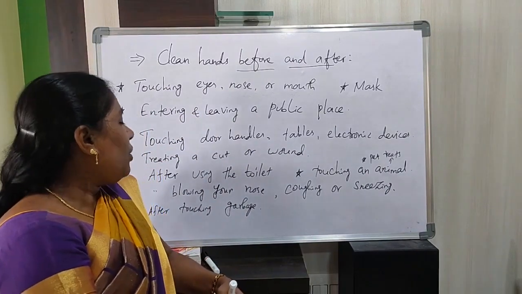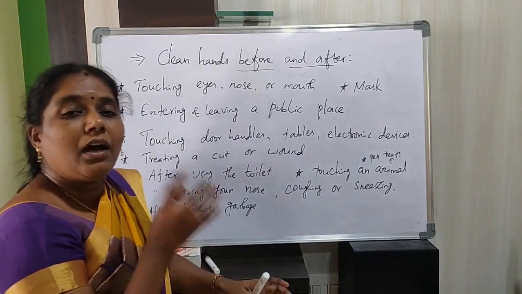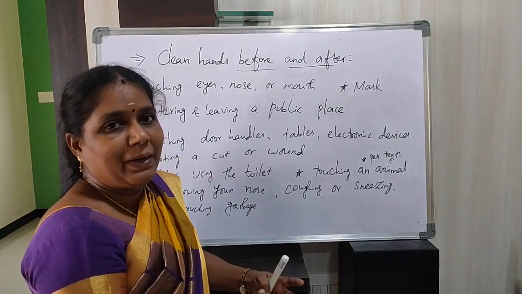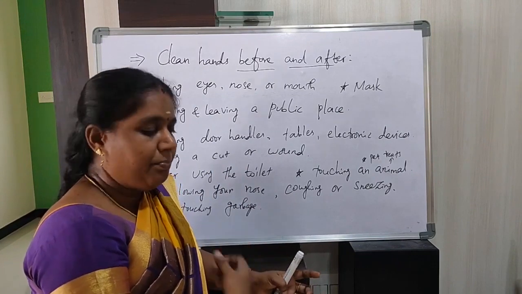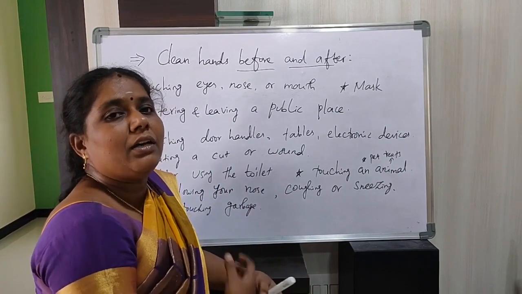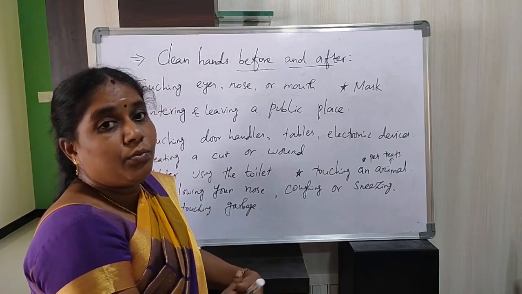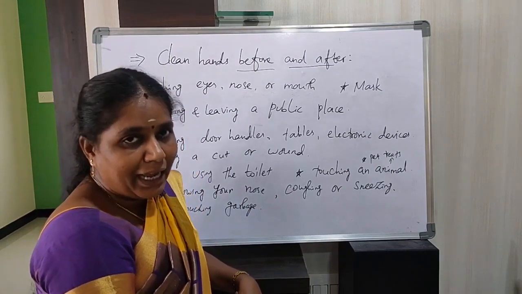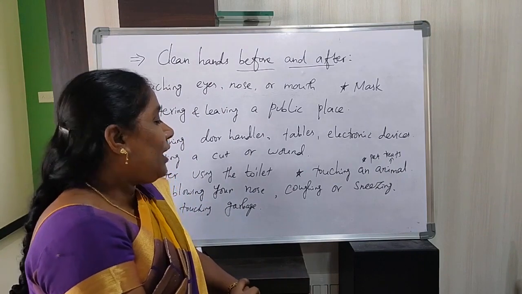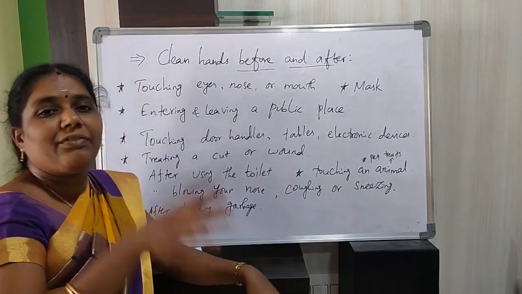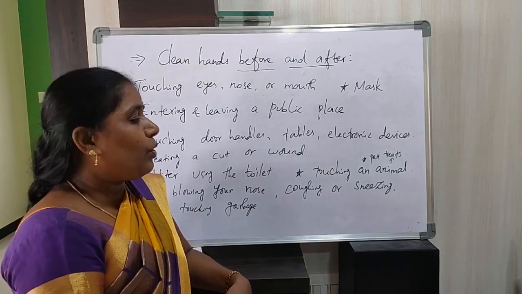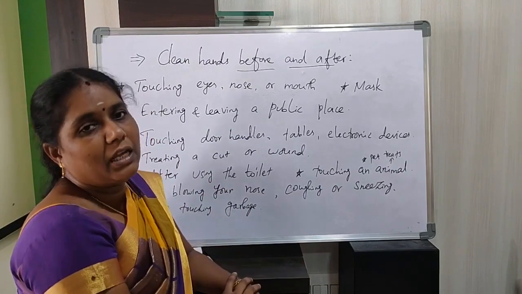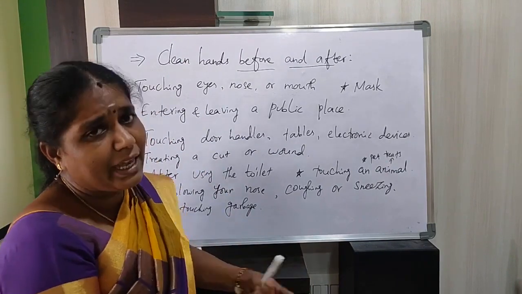And same like this, when you have to treat a cut or a wound. If accidentally you get a wound or some cut happens while moving around some places, before treatment and also after treatment, both times you need to clean your hands with hand sanitizer, as well as after using the toilet. It is compulsory to use hand sanitizer. It is very important to avoid germs, so after using toilets and before using toilets, in both cases you have to use hand sanitizer.